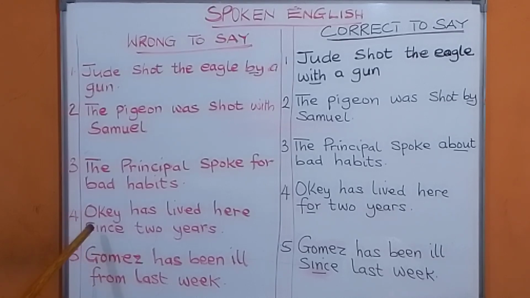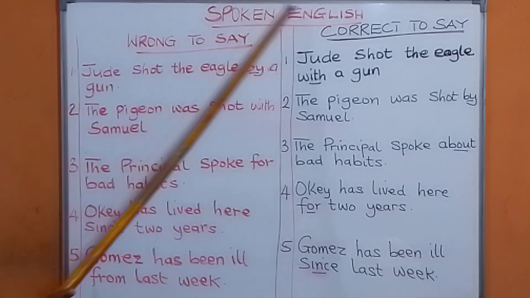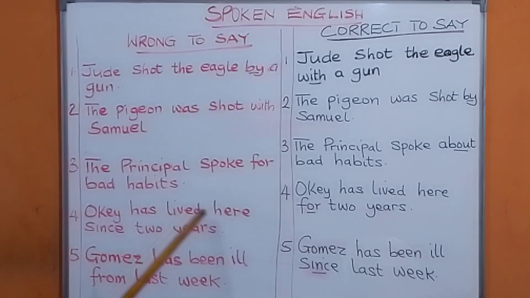Let's go to number 4. Okay has lived here since 2 years. Don't say that. Wrong to say. The correct way to say that is: Okay has lived here for 2 years.